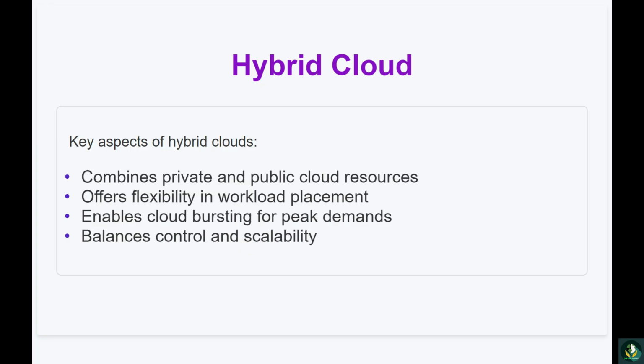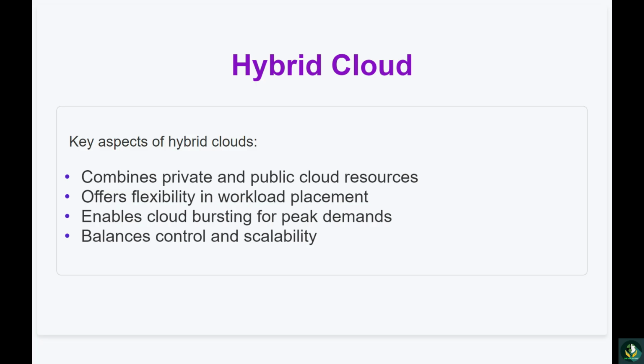During periods of peak demand, applications running in a private cloud can burst into the public cloud, accessing additional computing resources as needed. This capability ensures optimal performance during high-traffic periods without the need for substantial investments in rarely used capacity. Hybrid clouds also offer a balanced approach to control and scalability.